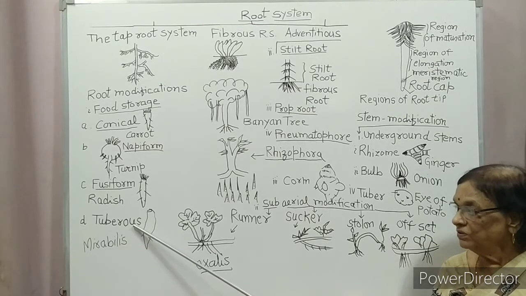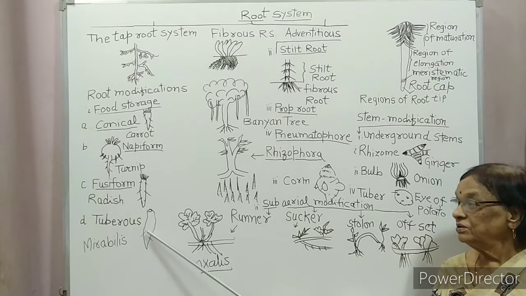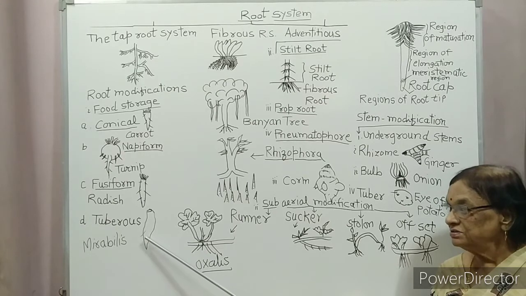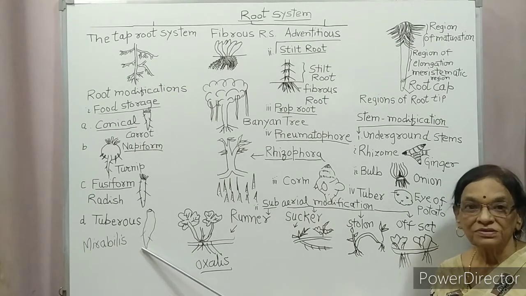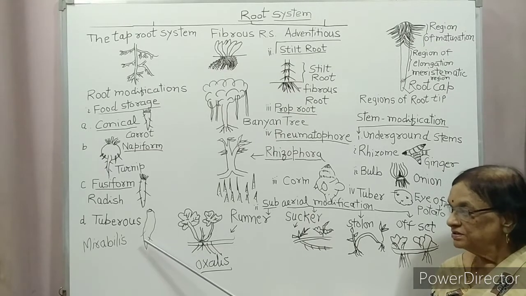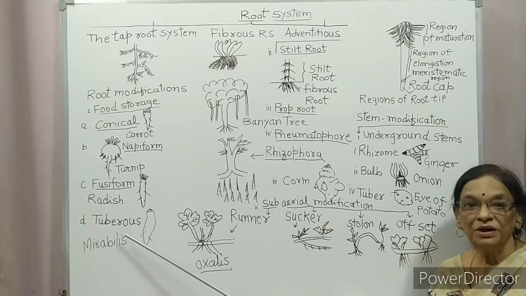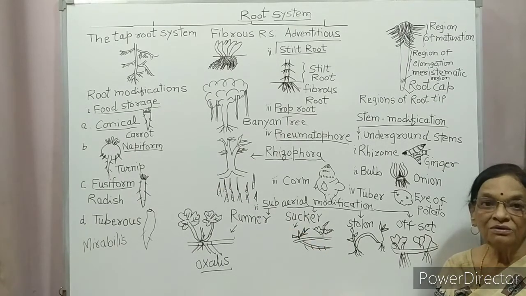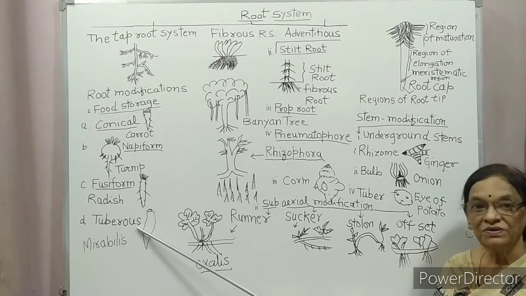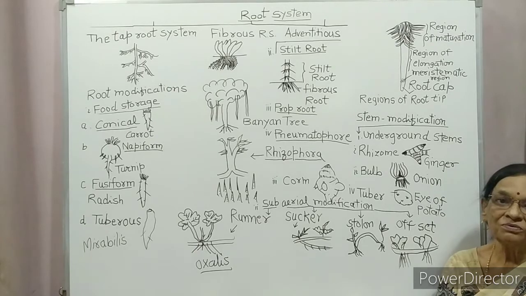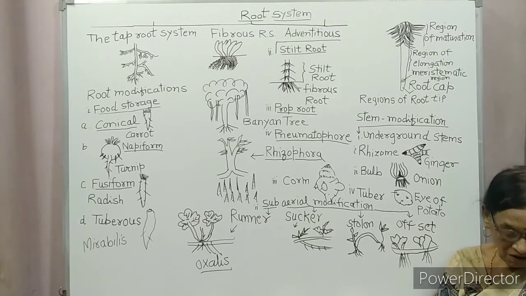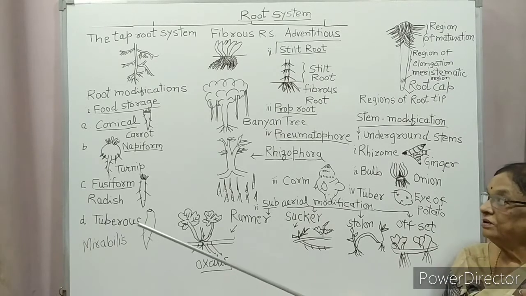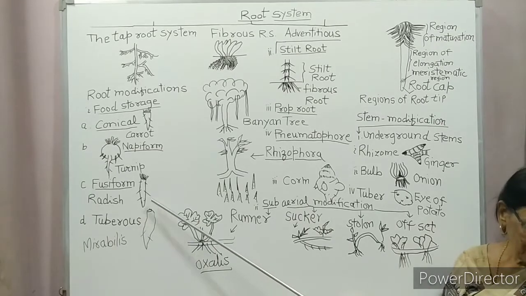Tuberous roots are found in sweet potato. They grow in clusters. Here I have drawn only one, but actually the sweet potato and mirabilis grow in clusters. Such roots are called tuberous roots. So the above three modifications are of taproot and the last one is the modification of adventitious root. All these four are for food storage and to tide over the unfavorable condition.